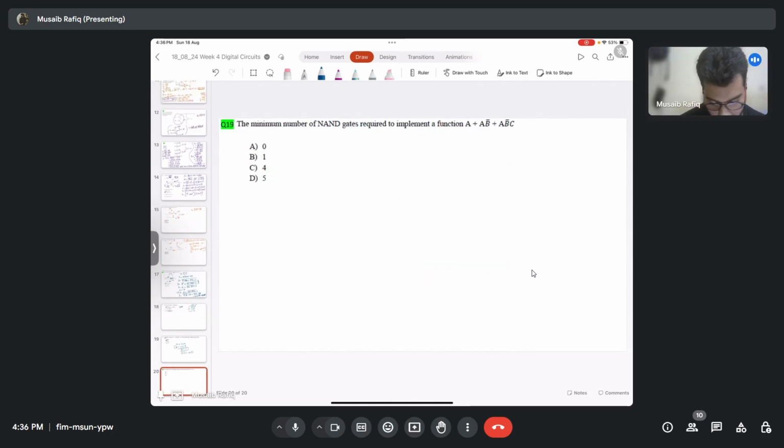Now, the last question of today's live session is: the number of NAND gates required to implement a function A plus AB bar plus AB bar C is. So I would like you guys to do it first, and then I'll show the solution. The question asks, the minimum number of NAND gates required to implement the function A plus AB bar plus AB bar C.